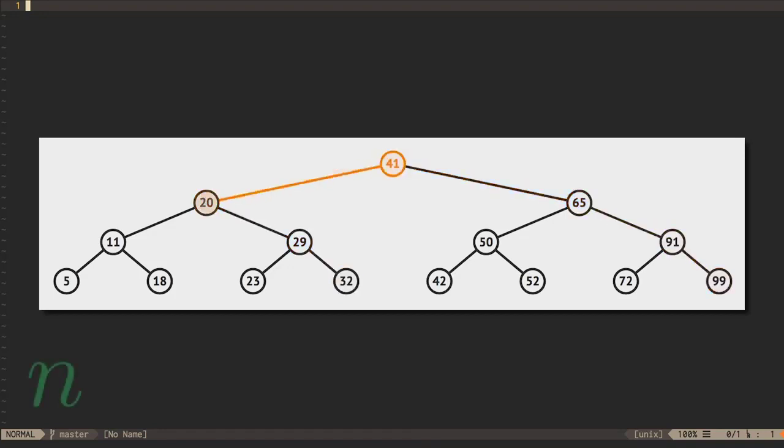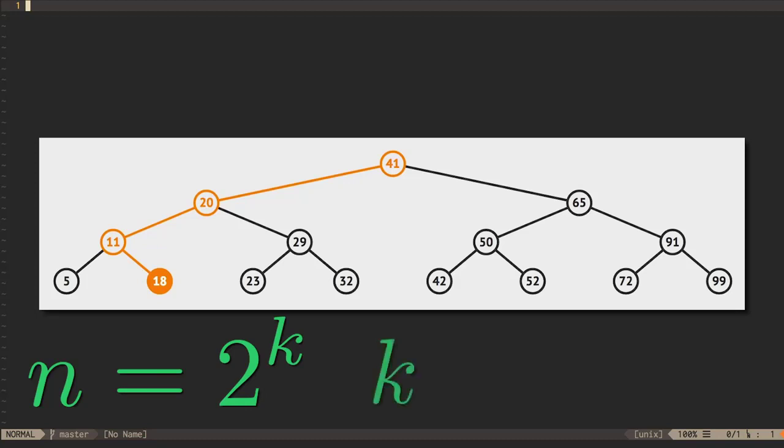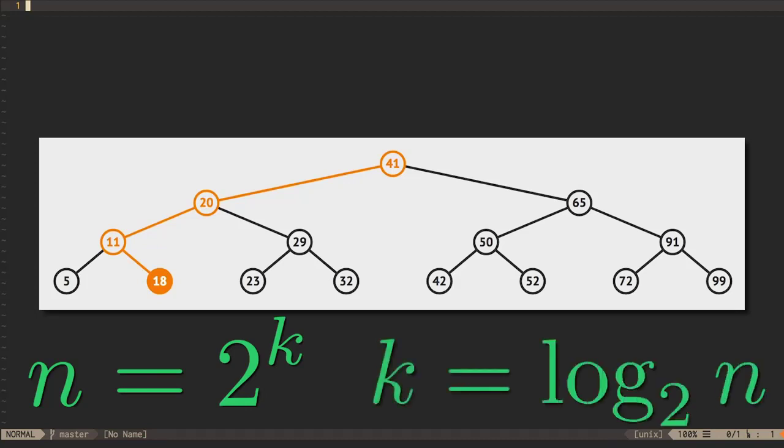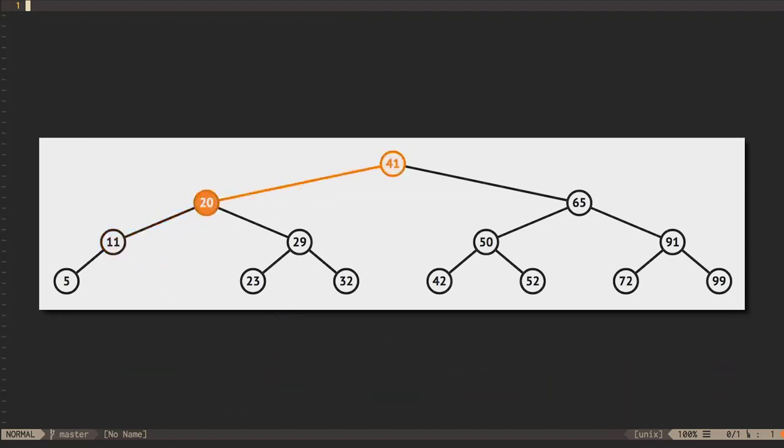Put another way, the number of nodes that we can look through in k steps is 2 to the k. If n equals 2 to the k, then k is the base 2 logarithm of n. So a search through a balanced binary tree is an order log n operation. However, adding and removing nodes can cause a binary search tree to lose its balance.